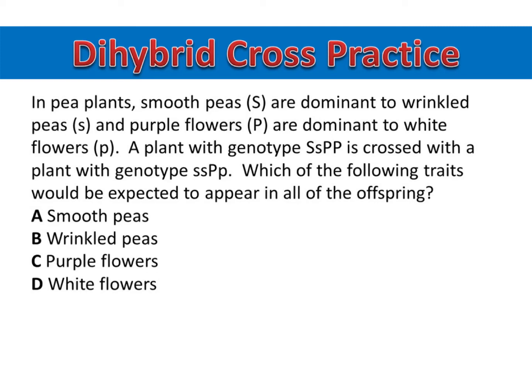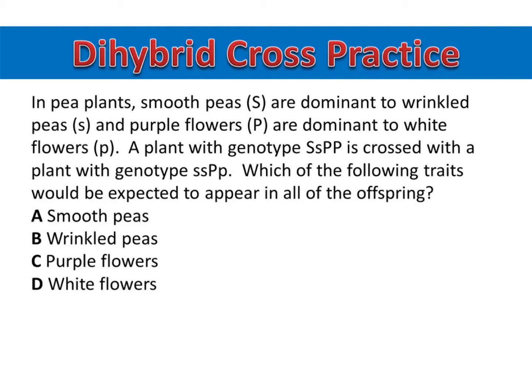In pea plants, smooth peas, big S, are dominant to wrinkled peas, little s. And purple flowers, big P, are dominant to white flowers, little p. A plant with genotype big S, big P, is crossed with a plant with genotype little s, big P. Which of the following traits would be expected to appear in all of the offspring?